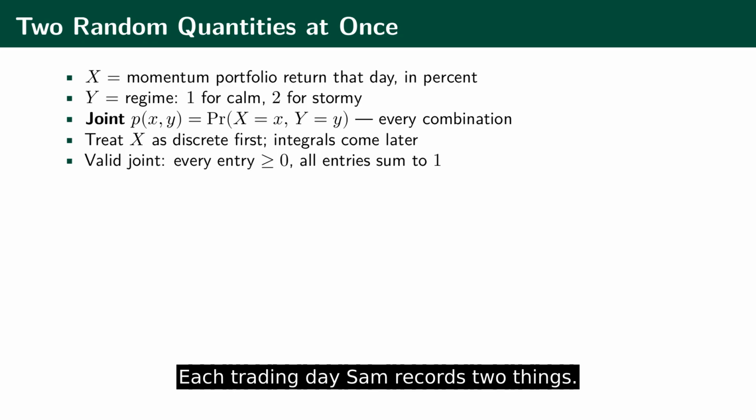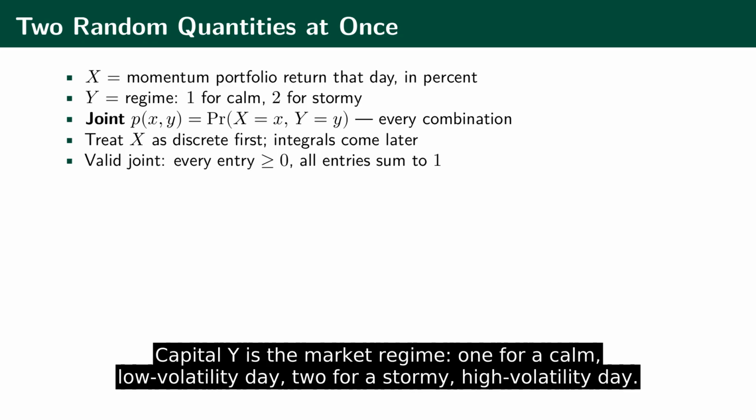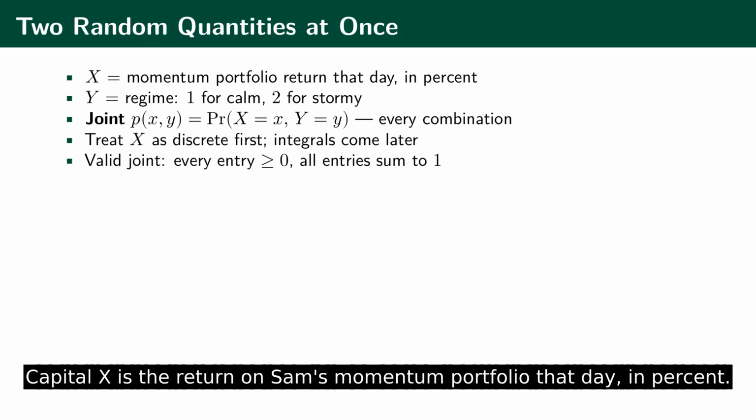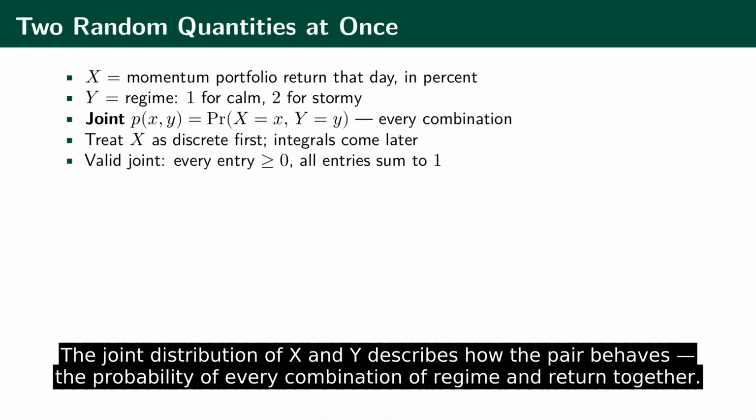Each trading day, Sam records two things. Capital Y is the market regime, 1 for a calm, low volatility day, 2 for a stormy, high volatility day. Capital X is the return on Sam's momentum portfolio that day in percent.